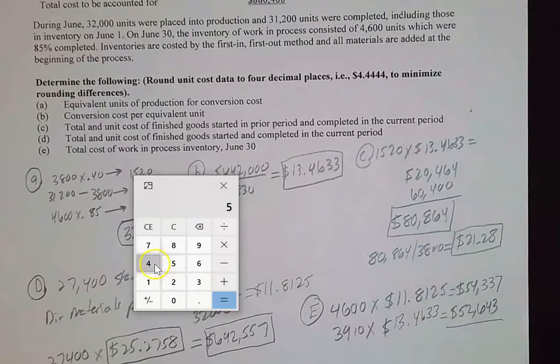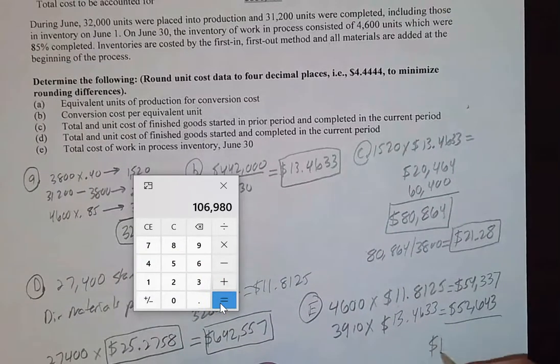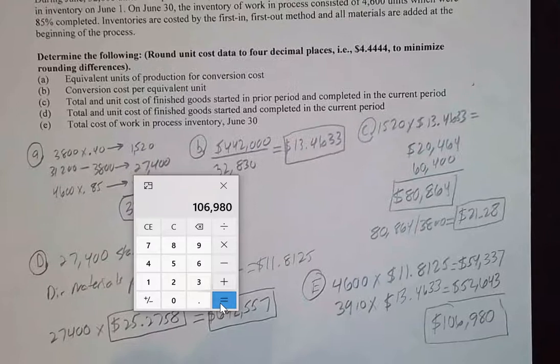So 54,337 right here plus 52,643 equals 106,980. And that is our correct answer.